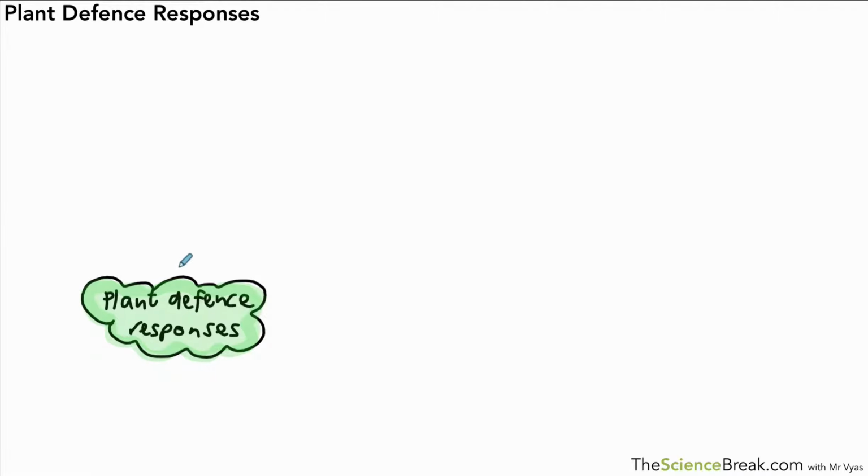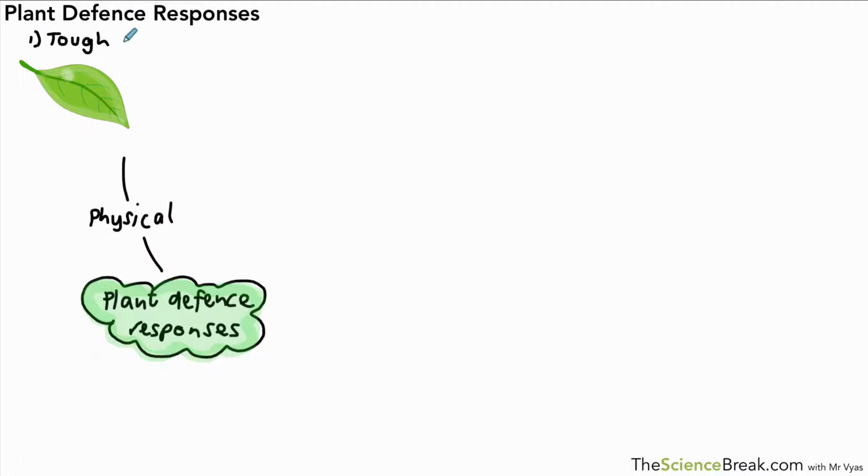Hello, previously we looked at how plants can possibly become infected by microorganisms, but we are now looking at how they might defend themselves against such invasion from microbes. So the first way is by physical response, and there's three different ways we can look at.